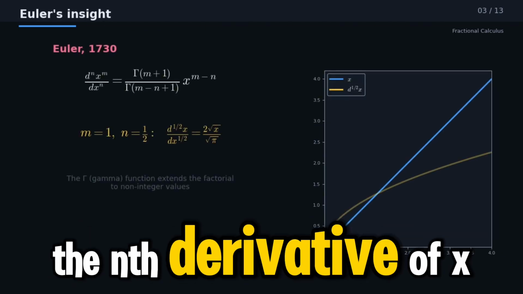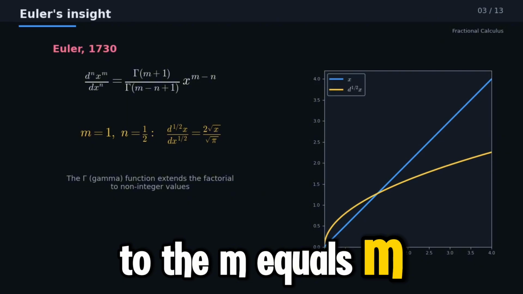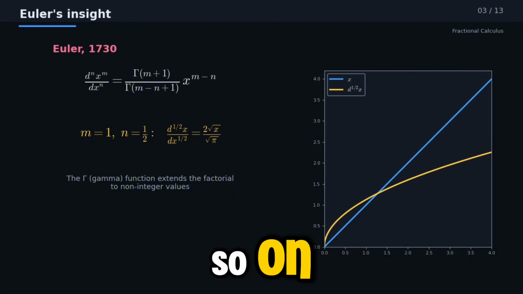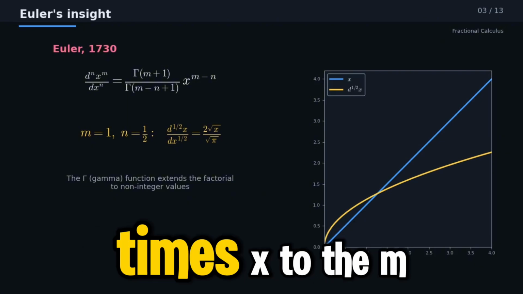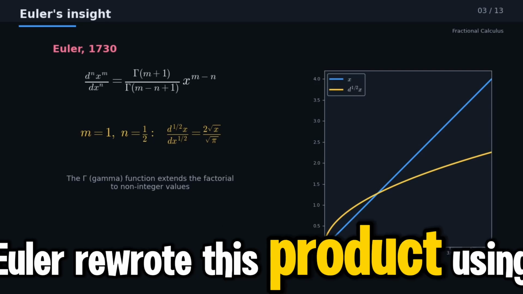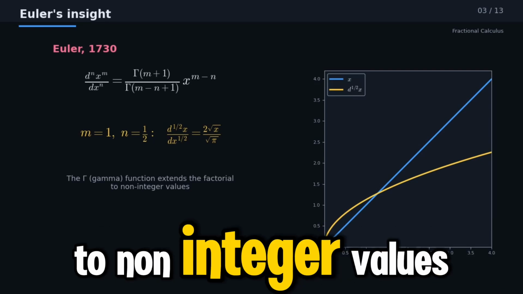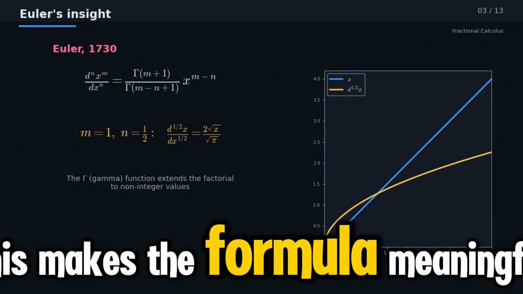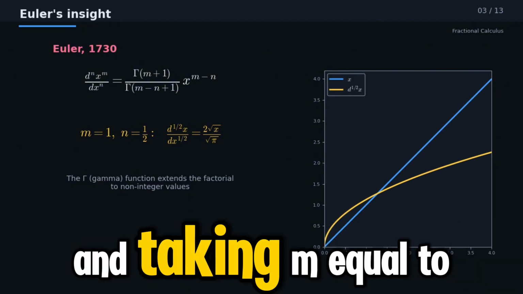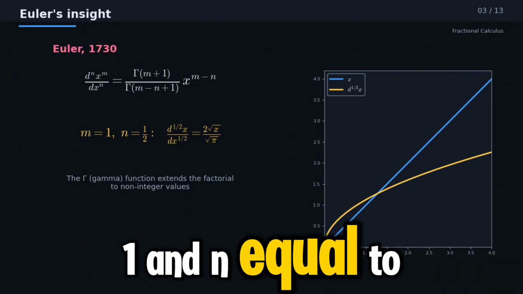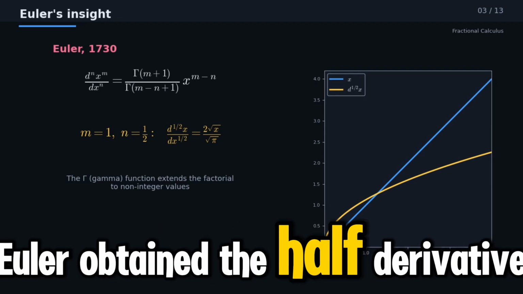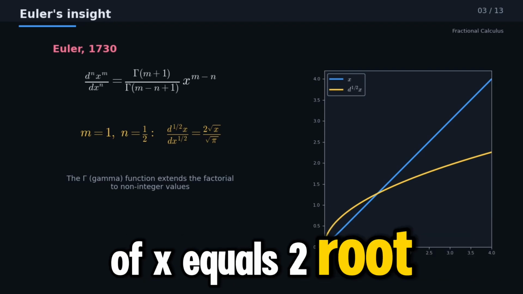The nth derivative of x to the m equals m times m minus 1, and so on, times x to the m minus n. Euler rewrote this product using the gamma function, an extension of the factorial to non-integer values. This makes the formula meaningful for any order, and taking m equal to 1 and n equal to 1/2, Euler obtained the half derivative of x equals 2 root x over root pi.